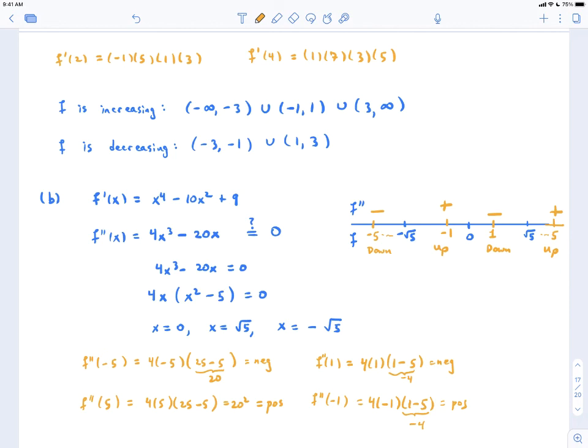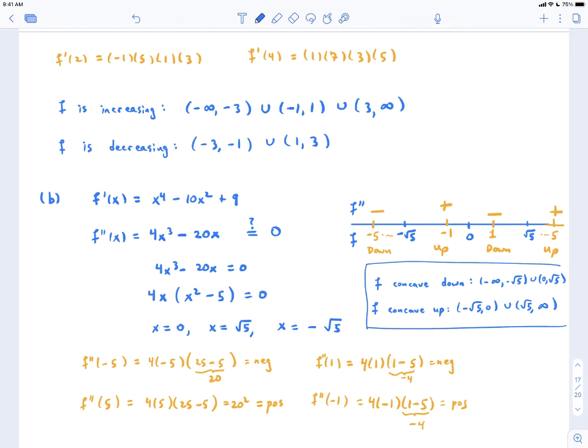So in answer to the question, we want to know when f is concave, let's say down first, that's going to be minus infinity to negative square root of 5, union 0 to the square root of 5. And then where f is concave up, that's going to be negative square root of 5 to 0, union square root of 5 to infinity. And there we go. That's the answer to our question.